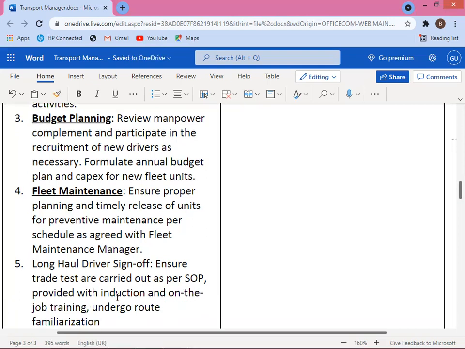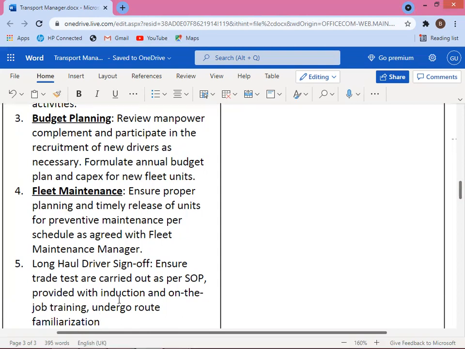Some guys pronounce it one way, some guys pronounce it another way. But I prefer pronouncing it as "route" for this one. That's how you pronounce route. So, route familiarization.